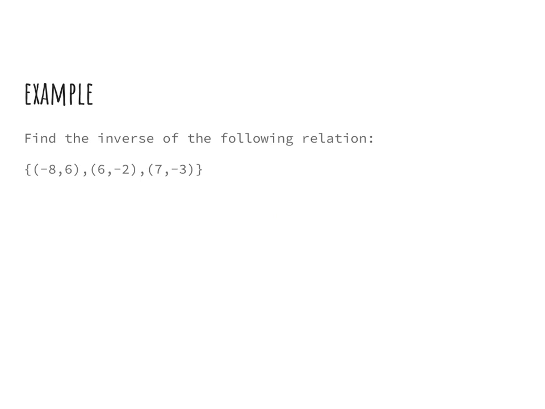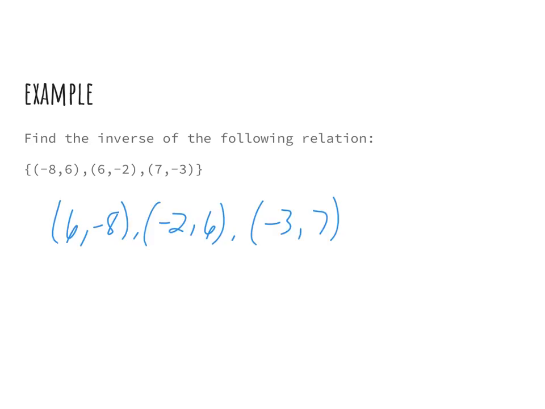Go ahead and pause the video, do this one on your own, then hit play, see how you did. For the point (-8, 6), you should have turned that into (6, -8). For (6, -2), you should have turned that into (-2, 6). And for (7, -3), you should have turned that into (-3, 7).